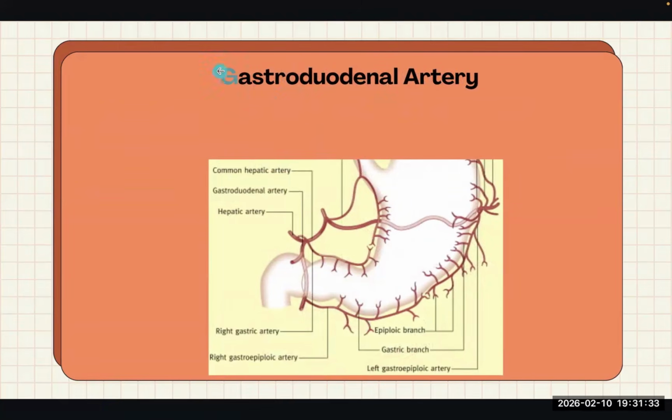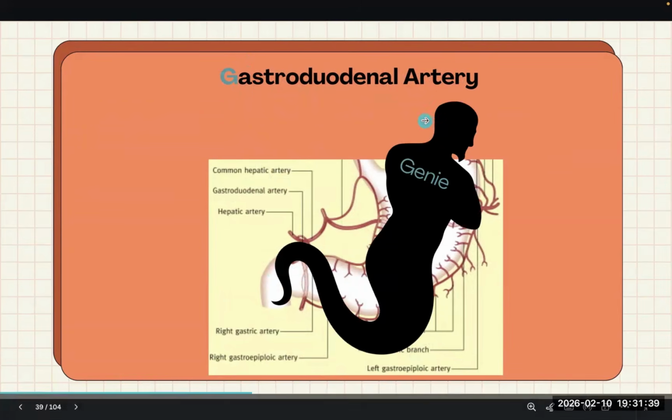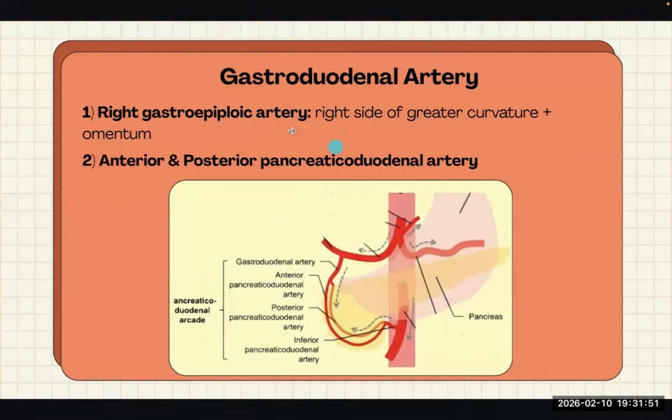Now, G stands for genie. And as I was looking at this, I felt like it just makes sense right here. It doesn't exactly fit, but it works. So this guy is going to give us our last wish. He's going to answer our last wish, which is, where did the right gastroepiploic come from? It's right here. The right gastroepiploic artery comes from the gastroduodenal artery.